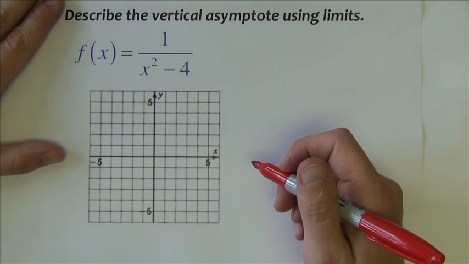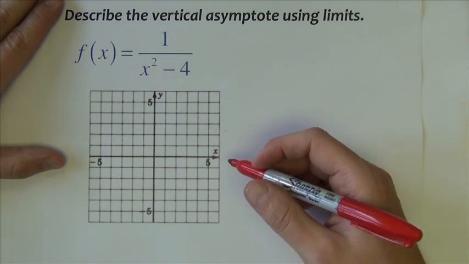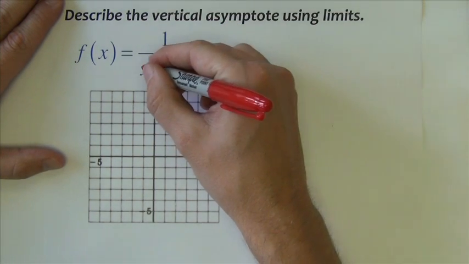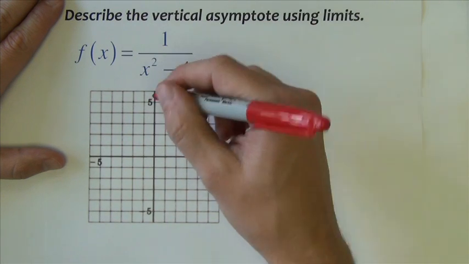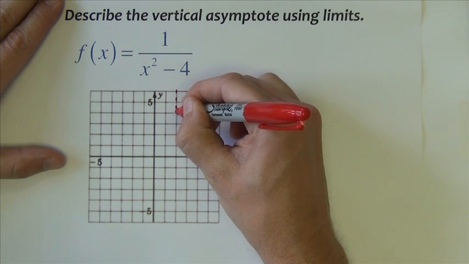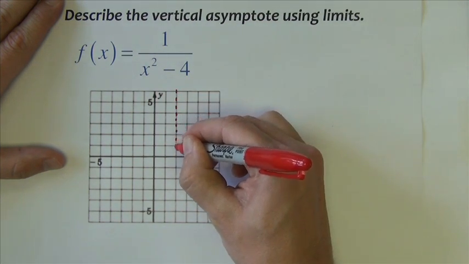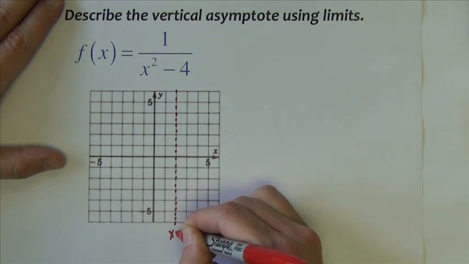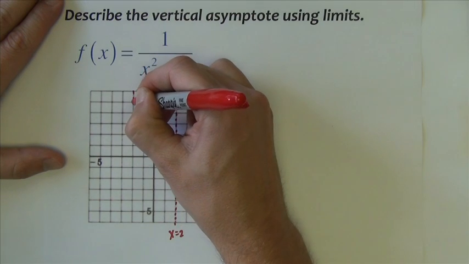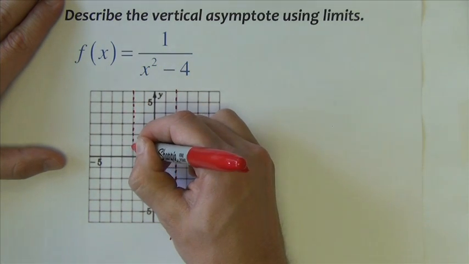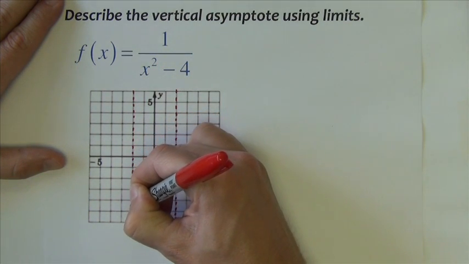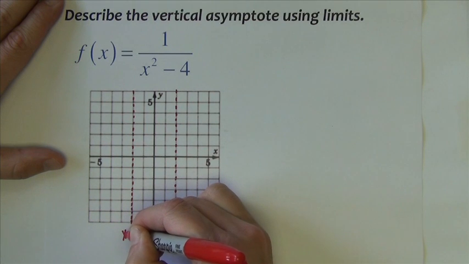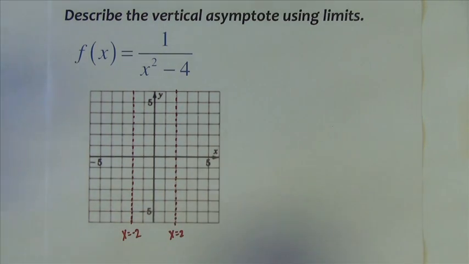Next one, same directions. The function is 1 over x squared minus 4. If you were to factor that denominator, x plus 2, x minus 2, you would see that x cannot be 2 and -2. Okay, so those are our vertical asymptotes. In this one we have 2 asymptotes.